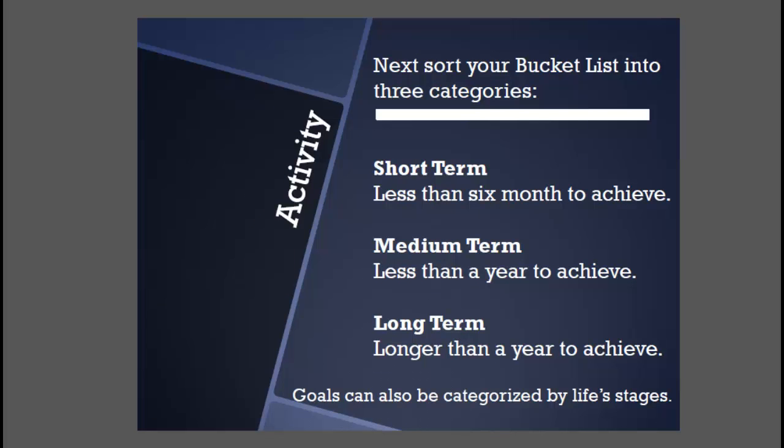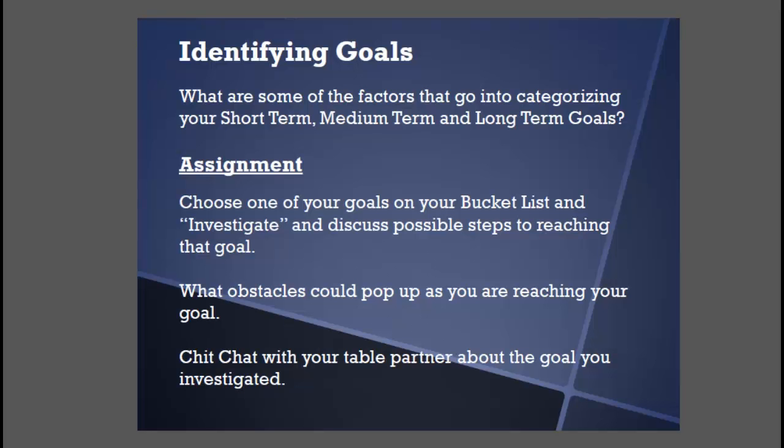Next, sort your bucket list into these 3 categories: short-term, less than 6 months to achieve; medium-term, less than a year to achieve; and long-term, longer than a year to achieve. Sometimes when we think of goals, we can also categorize them by life stages. In identifying goals, we want to think about, again, the short-term, medium-term, and long-term goals.